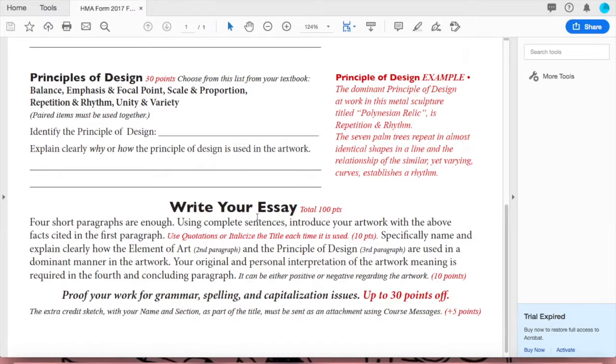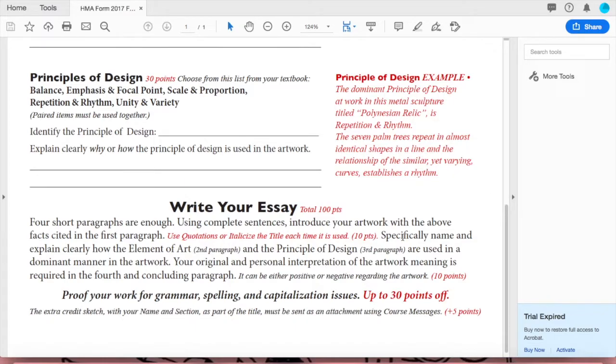Use complete sentences. Introduce your artwork with the above facts cited in the first paragraph. Use quotations or italicize the title each time it's used. I prefer italics, guys. I'm not going to dock you if you use quotations, but I prefer italics just because that's usually how it's done in the art world. For some reason, paintings' titles are always italicized.